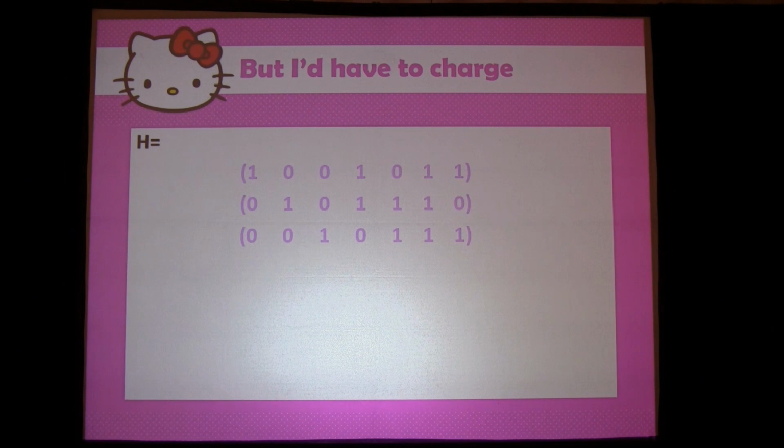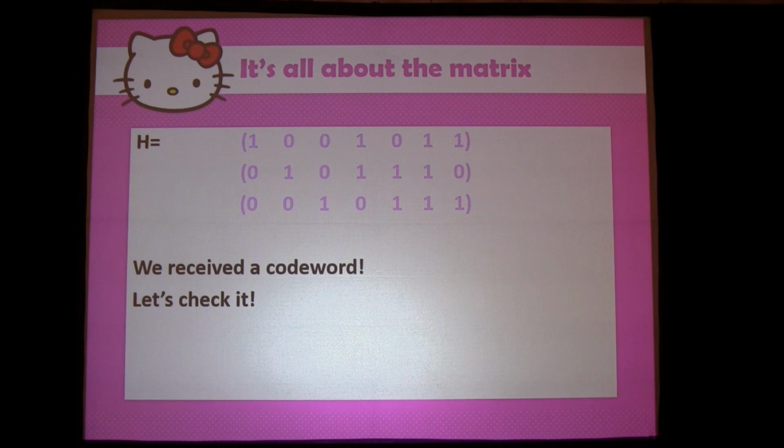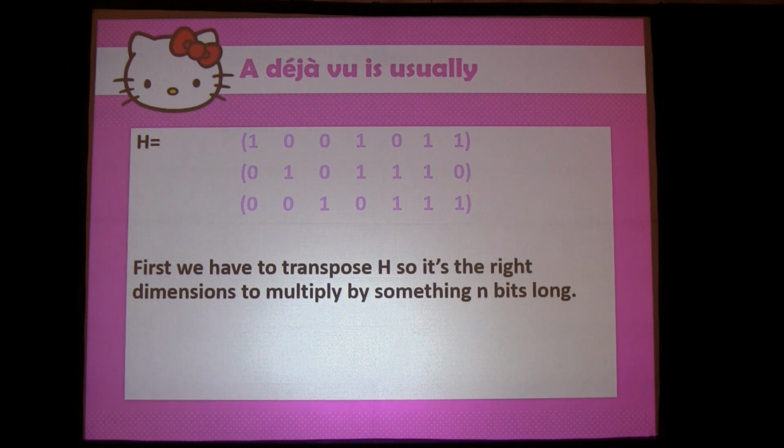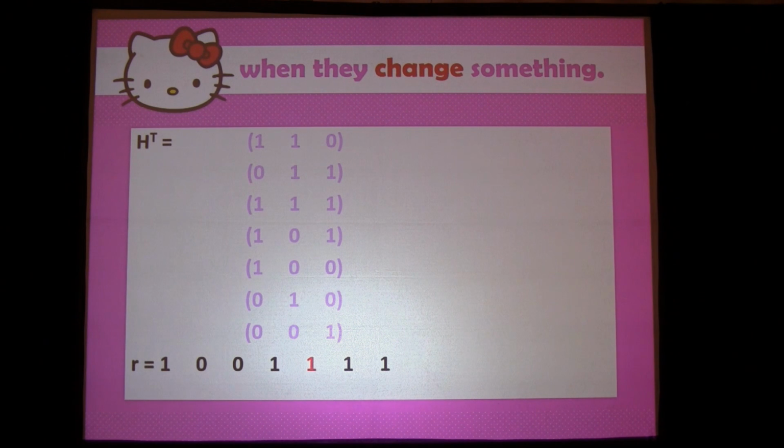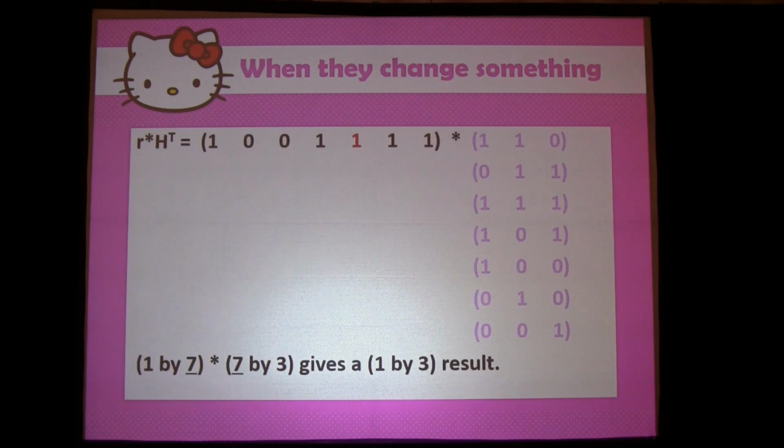Okay, so we have our matrix. We're going to use pink for parity, because we like parity. So we received a code word. Now we're going to check it. Now, first thing we have to do, clean up our act. We have to transpose H so it's the right dimensions to multiply by something that's n bits long. Don't worry, we do this all the time. It's just flipping it over on the diagonal. And we have a valid code word, but the international symbol for wrong is red. So here we are. We have managed to get enough noise, and we have a bit that's been flipped. So what do we do?